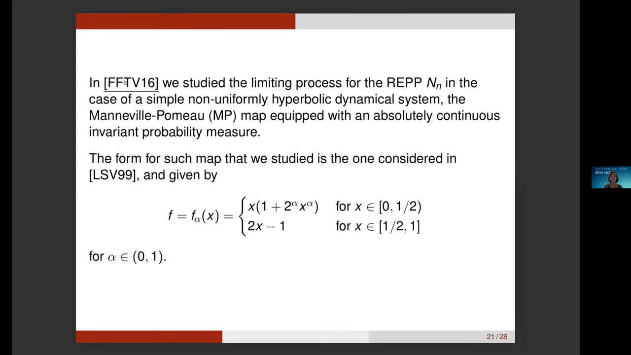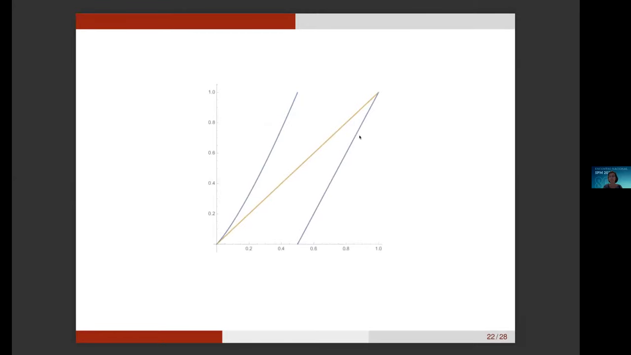With Jorge Freitas, Mike Todd, and Sandro Vaienti, we have studied the limiting process for the relevant point process in the case of a simple non-uniformly hyperbolic dynamical system, the Manneville-Pomeau map equipped with an absolutely continuous invariant probability measure. Okay, the form for such a map that we studied is the one considered in Liverani, Saussol, and Vaienti, and given by this expression, okay, for alpha between 0 and 1. So essentially, we have a map. In the second branch, we have a line, so 2x minus 1. In the first one, we have that in particular, the derivative at 0 is equal to 1.